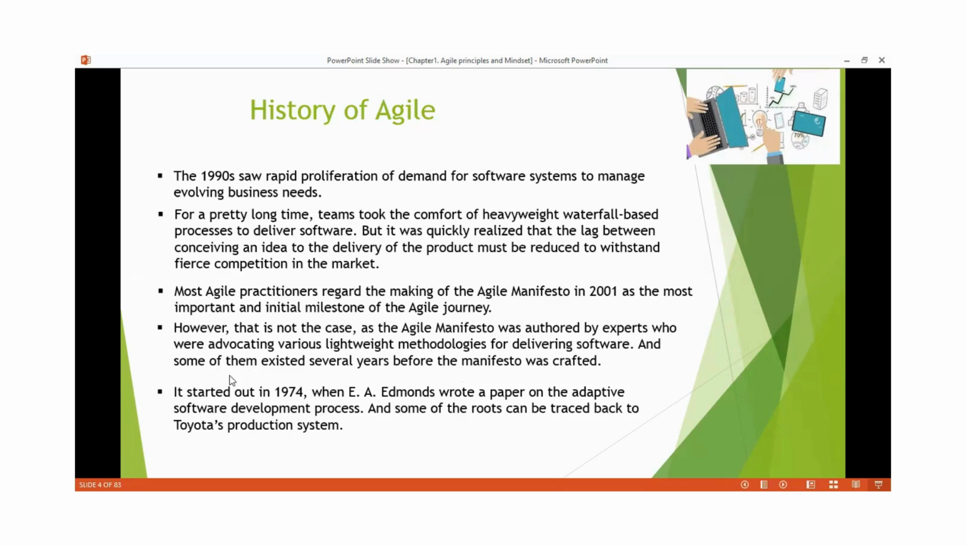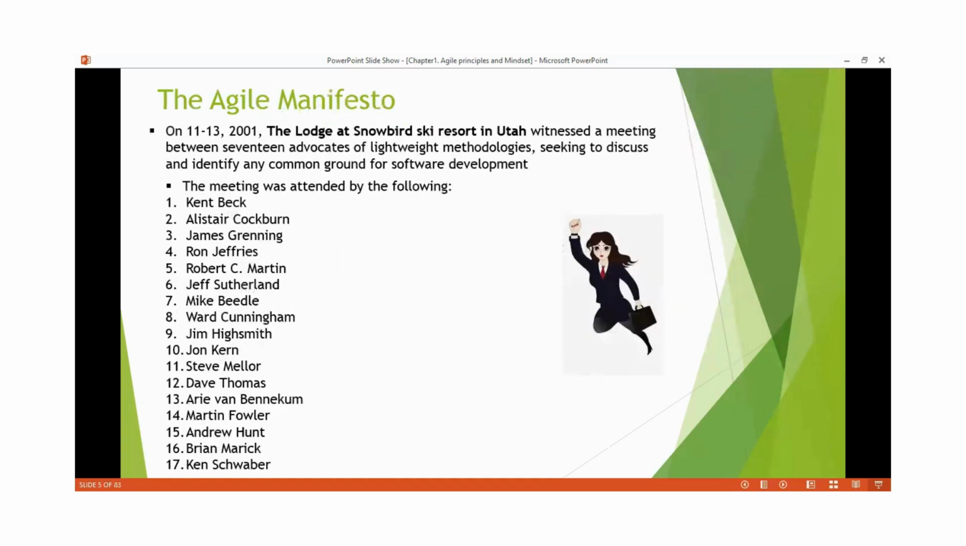Similarly, there was the Toyota Production System in 1974, and Edwards Deming used a lean system in the production of cars. He used the same point of eliminating waste and having rapid iterations in order to deliver quality. So on 13 November 2001 at the Snowbird Ski Resort, the 17 advocates and practitioners built what we call the lightweight methodology to have common ground for software development.